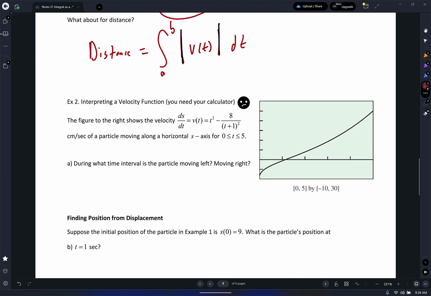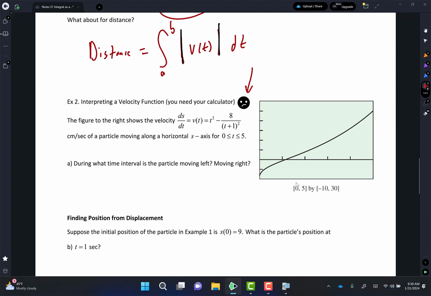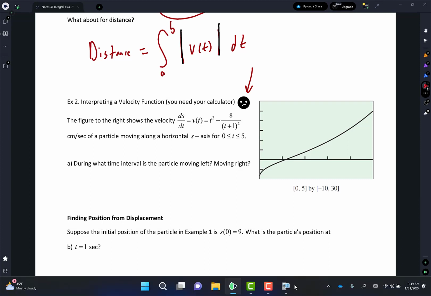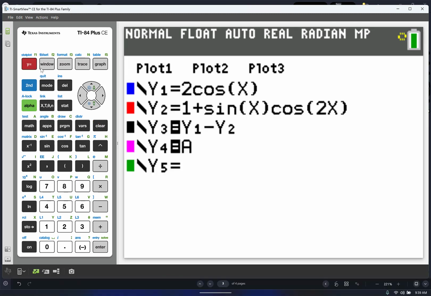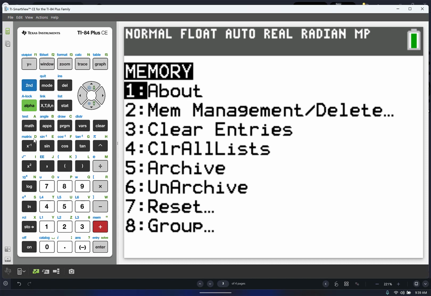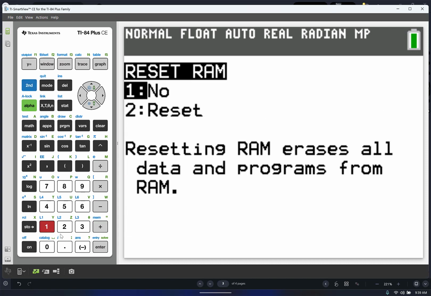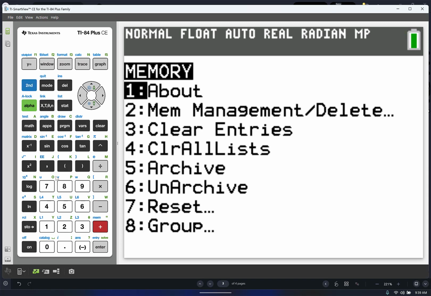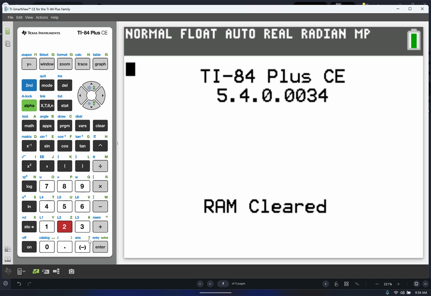Now we need our calculator. It says the figure to the right shows the velocity, ds dt, which is v of t equals. So type this in your calculator. I'm going to take my calculator and go to y equals. Oh, I have a whole bunch of junk in there. Let me erase my junk. How do you reset your calculator, guys? Do you know? Second, push the plus symbol, the memory. Go 7, 1, 2. I'll do it again. Second memory, 7, 1, 2.